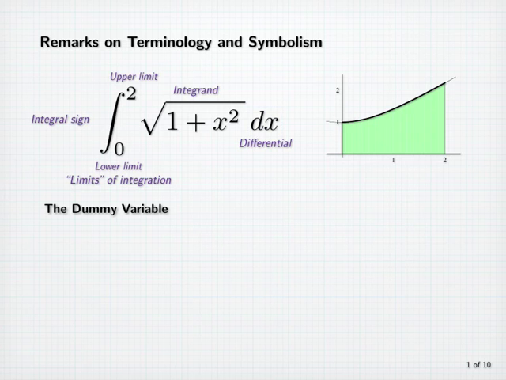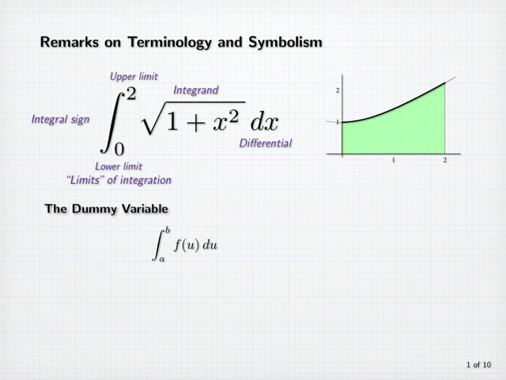The dummy variable. The letter that represents the variable in the integrand is a dummy variable. We can replace it with any other symbol without changing anything. For instance, the integral from a to b of f of x dx is the same thing as the integral from a to b of f of s ds, or f of t dt, or f of y dy, or f of u du, or f of any letter we choose to use times the corresponding differential.